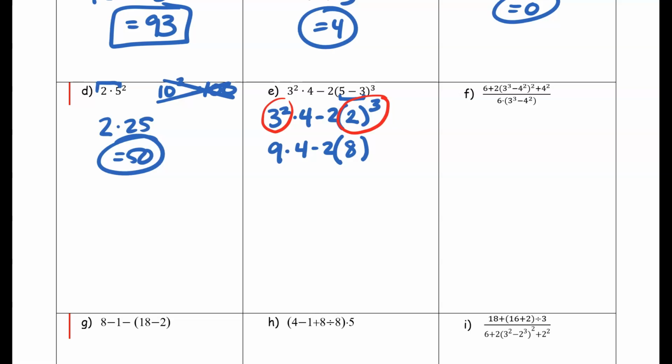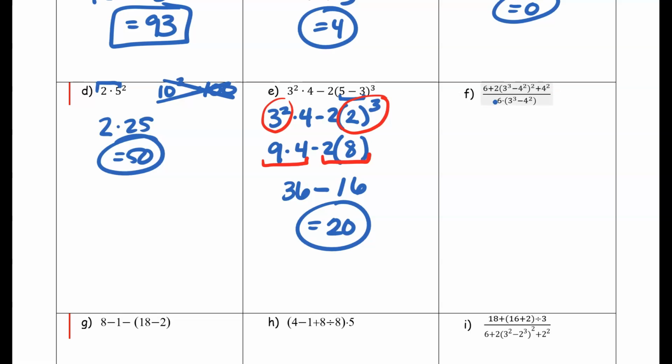And now I've got multiplication and I've got multiplication, so I can just work left to right. So 9 times 4 is 36, minus 2 times 8 is 16. And that gives us 20.